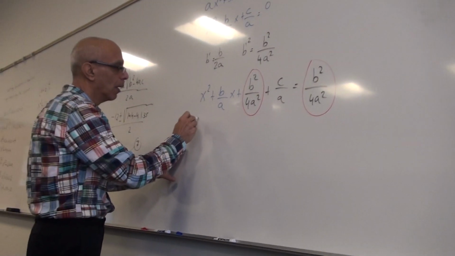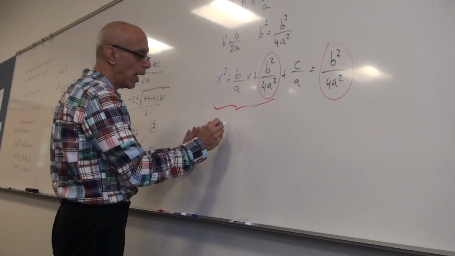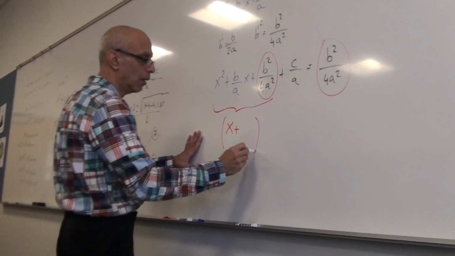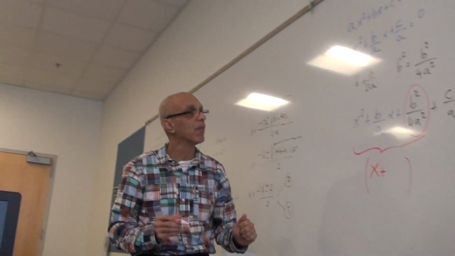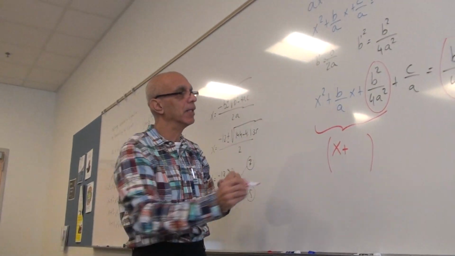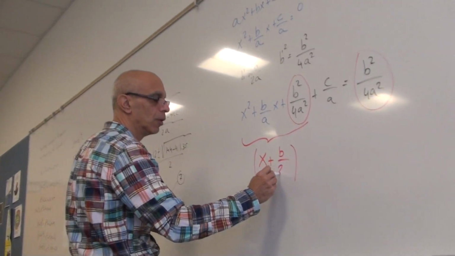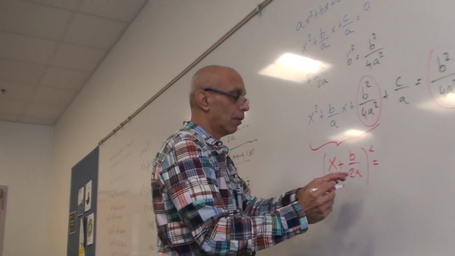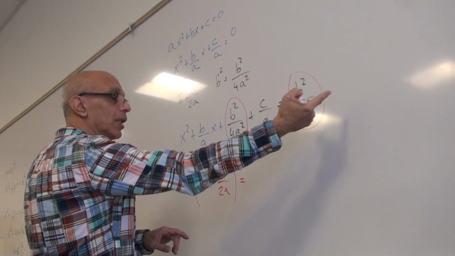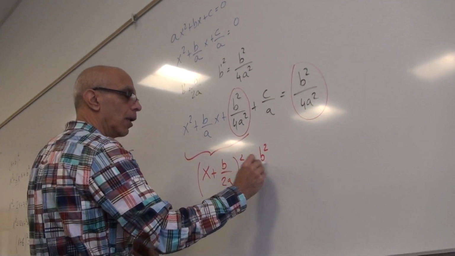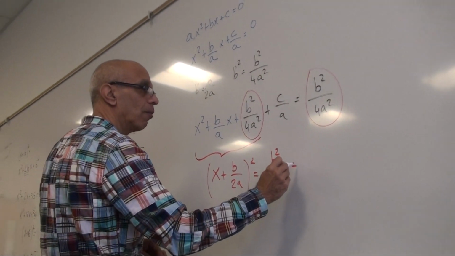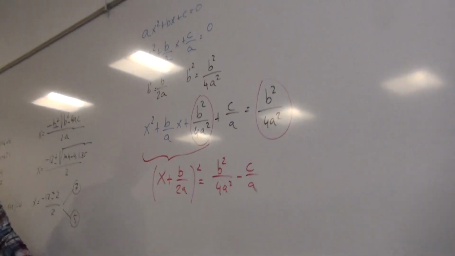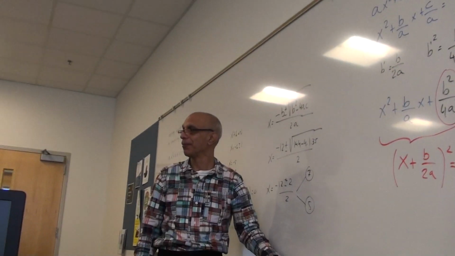So now I know that the square is going to be what? x plus, what's going to be here? What is the value of b? The value of b is this here, b over 2a, squared. And if I move this guy to the other side, it's going to be b squared over 4a squared minus c over a. Is this good so far? Is this okay?